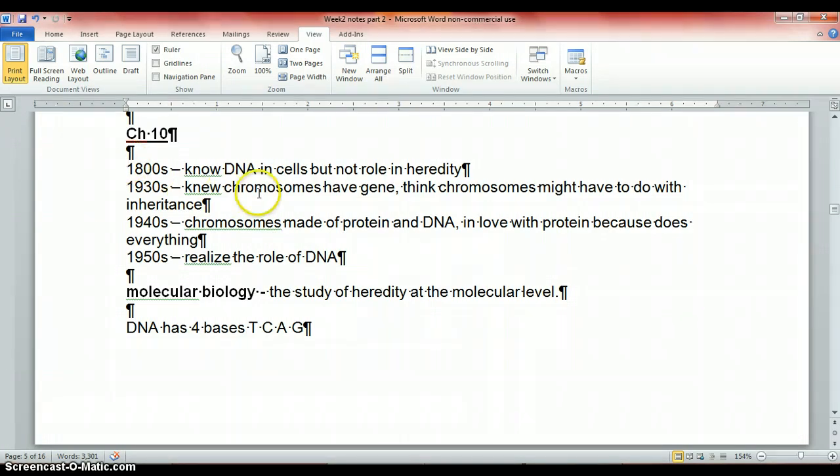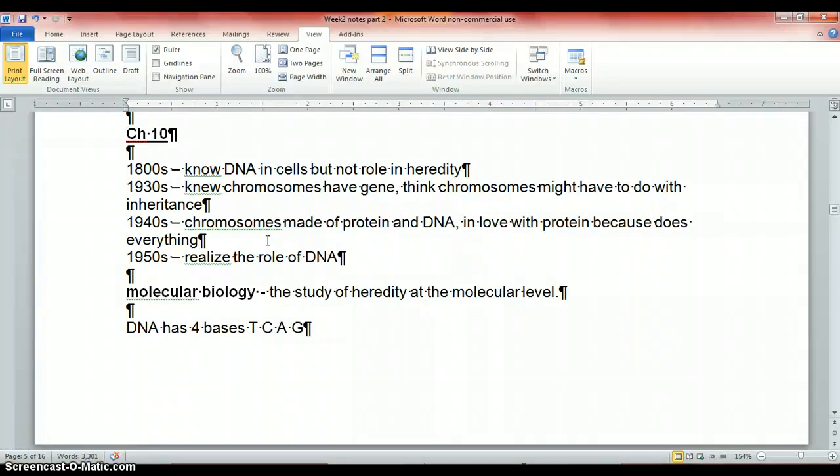So in the 1800s, we know DNA is in cells, but we do not understand the role of heredity. By the 1930s, we knew that chromosomes do have genes. We think chromosomes might have to do with inheritance. By the 1940s, chromosomes are made of protein and DNA. Scientists are in love with protein, though. They just think it does everything, because it does. But that kind of derails people, and it takes until the 50s to fully realize the role of DNA.